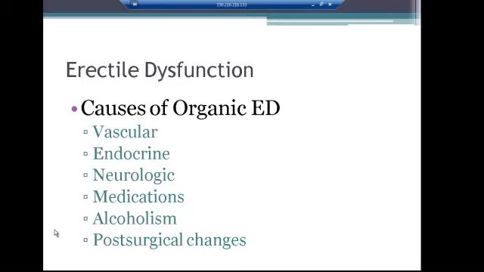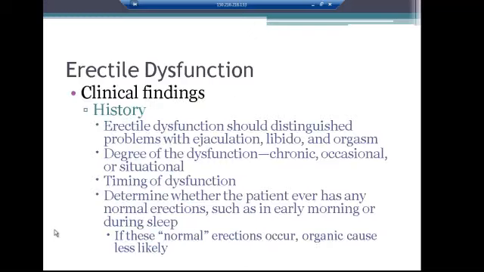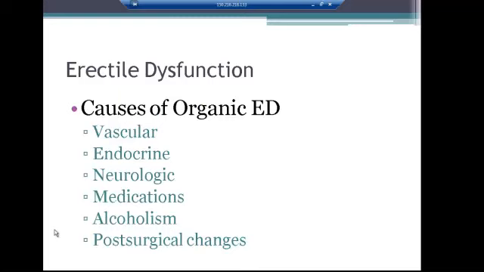So organic causes of erectile dysfunction: vascular causes, endocrine causes, neurologic, medications, alcoholism, and post-surgical change. Let me see what the next slide is. There we go. Okay. Vascular causes, cardiovascular disease, plaques forming in your arteries and veins, all the normal things that would cause you to have angina can also cause you to have erectile dysfunction. Neurologic causes, we talked about that before. Medications, we talked about that. Alcoholism, and post-surgical changes. Sorry for the repeat, guys.